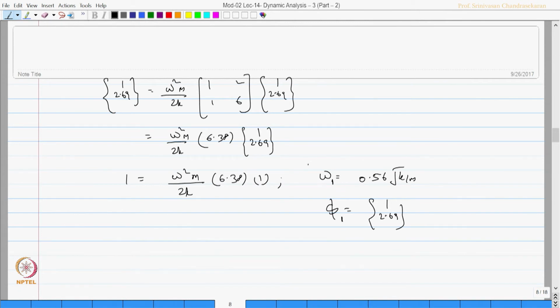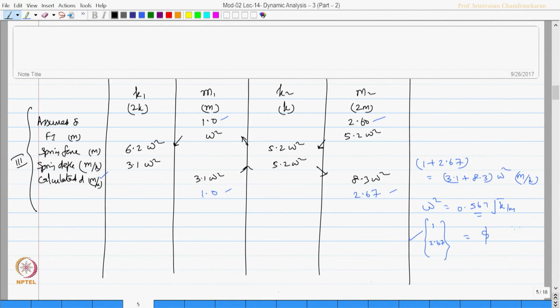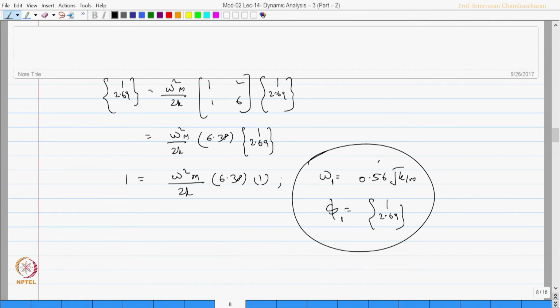Let us compare this answer with what I got from the Stodola method. So, 0.567 and 1, 2.67. So the answers are completely matching.